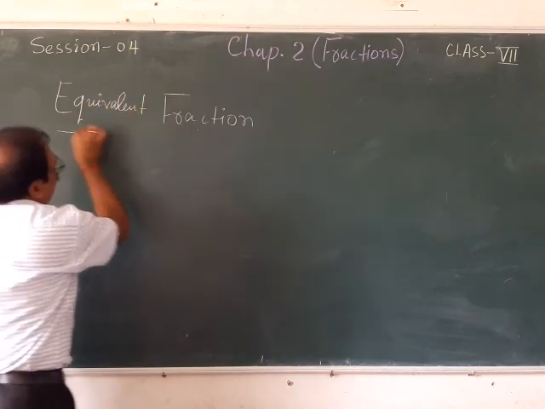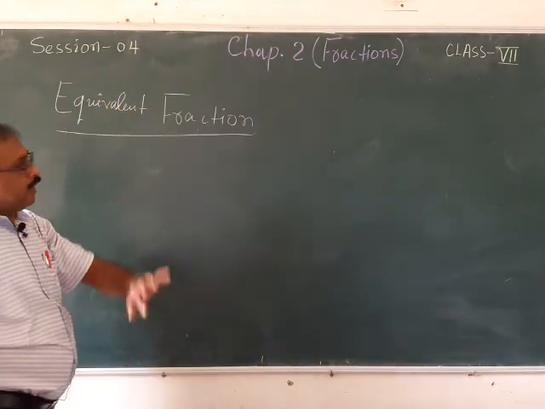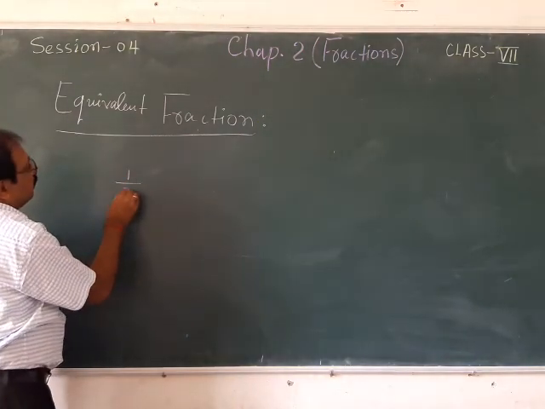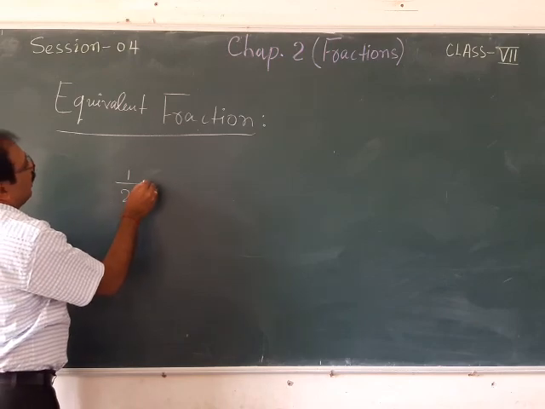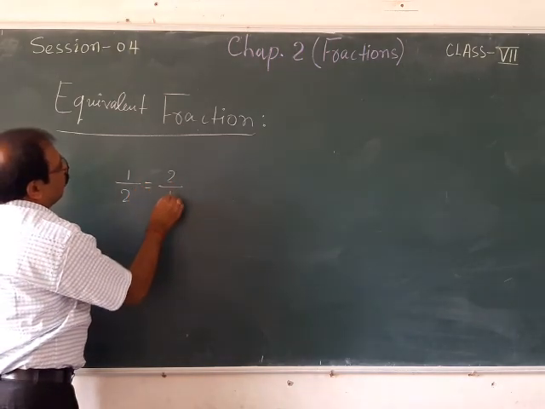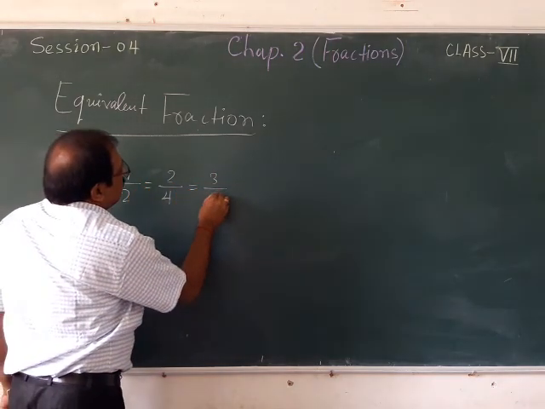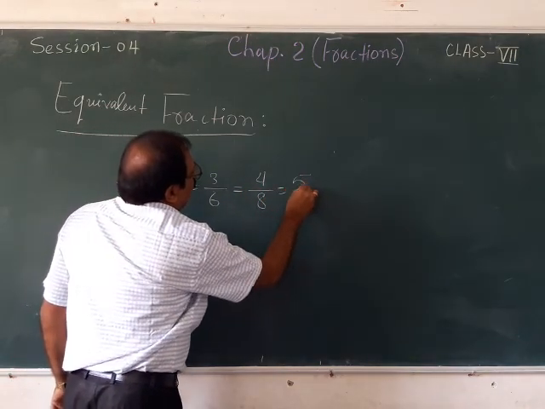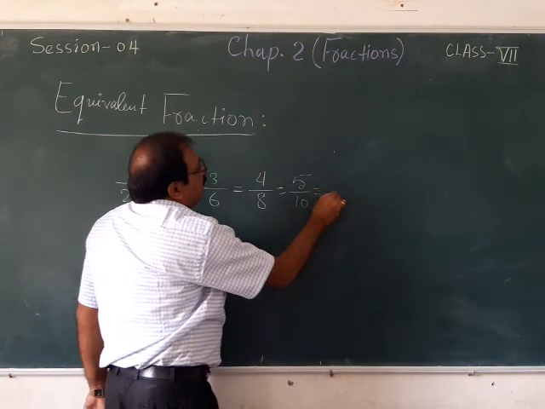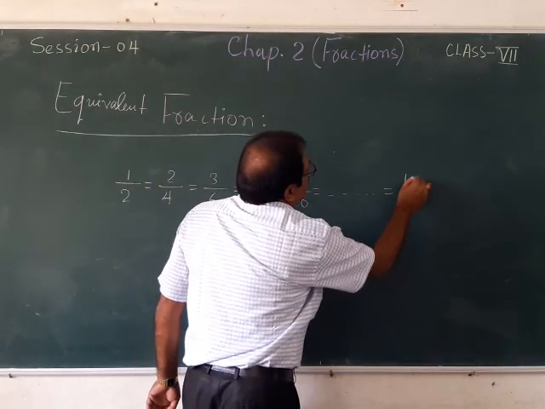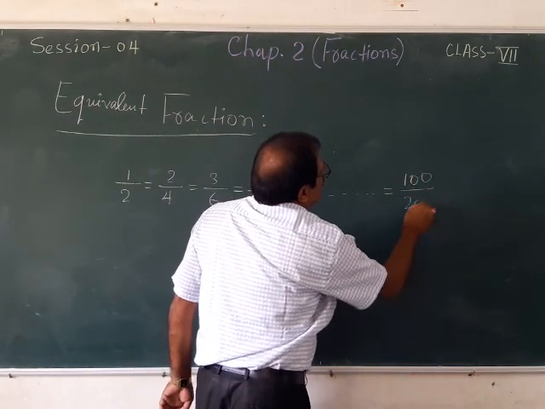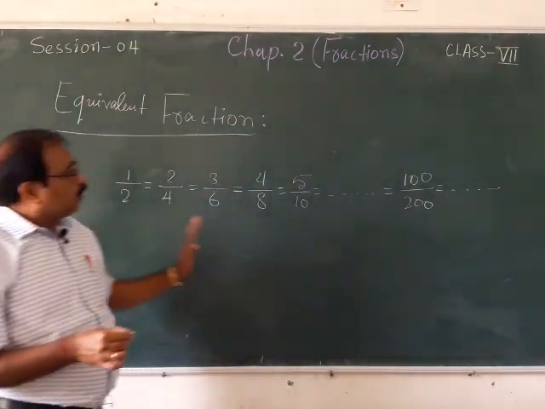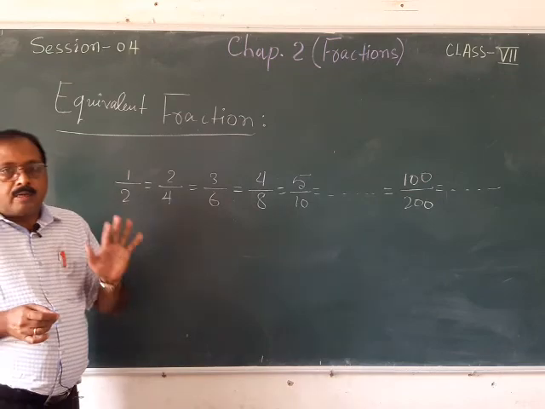Equivalent fraction. What do you mean by this equivalent fraction? When I talk about equivalent fractions, I can take one example, 1 by 2, and I can write 2 by 4, 3 by 6, 4 upon 8, 5 upon 10, and like that I can write many fractions. I can write 100 upon 200 and so on, it goes on. All these fractions are equivalent fractions.